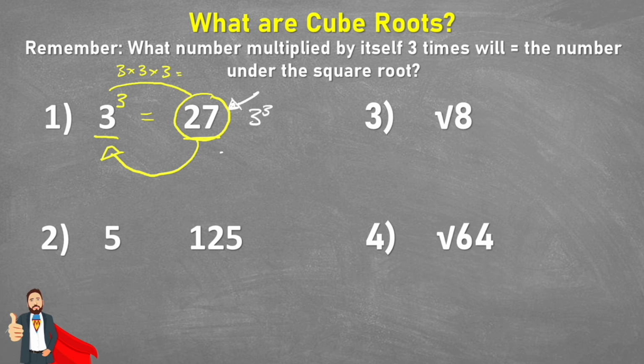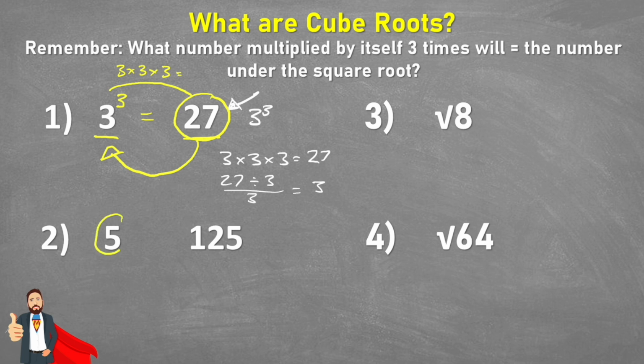So we could say that 3 times 3 times 3 is 27, but then 27 divided by 3, and then that number divided by 3 again would equal 3, making them the inverse of each other. Maybe that's still a little bit confusing. Let's have a look at question 2.